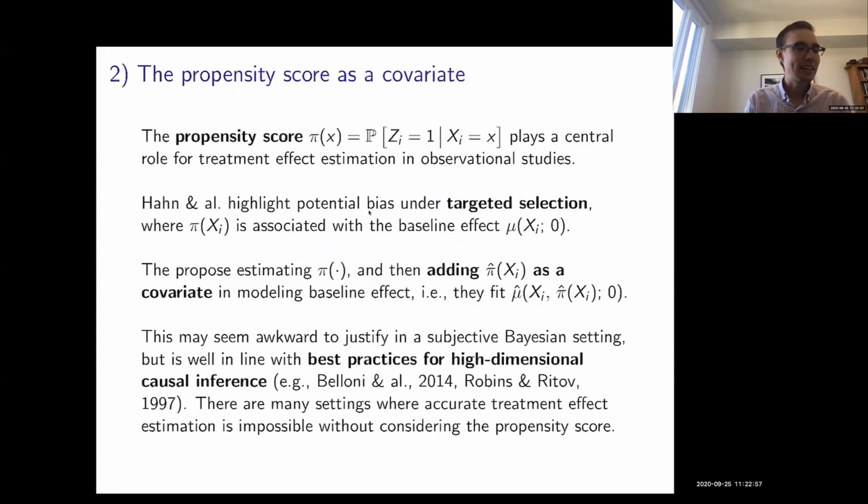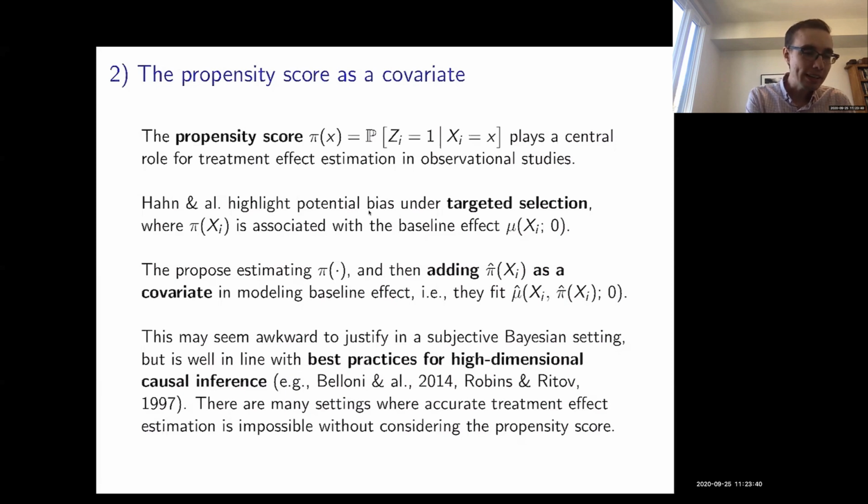And I think this is a thing where, at least in the past, there was some discussion about whether this was awkward to do in a subjective Bayesian setting. But I think the evidence is pretty unambiguous that best practices for high-dimensional causal inference essentially require you to do something focused on the propensity score in order to avoid confounding bias. And if you don't, then you're really vulnerable to confounding bias. So this is again a recurring theme, and it seems like adding pi hat to BCF as a covariate helps a lot.